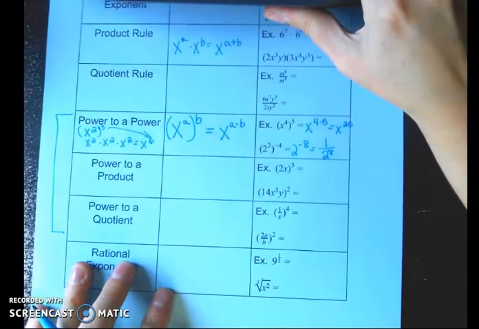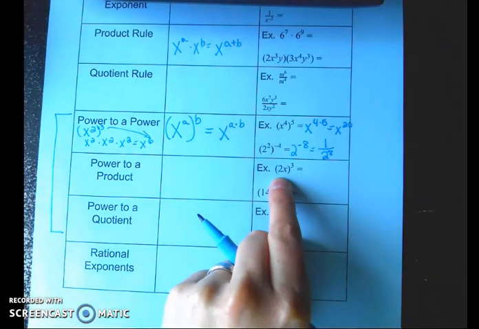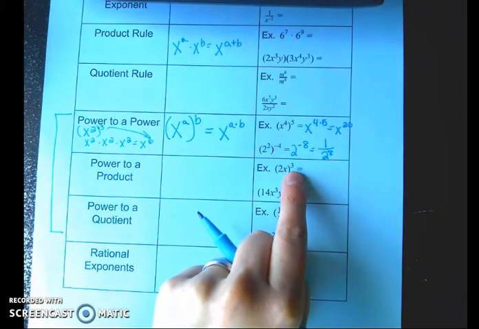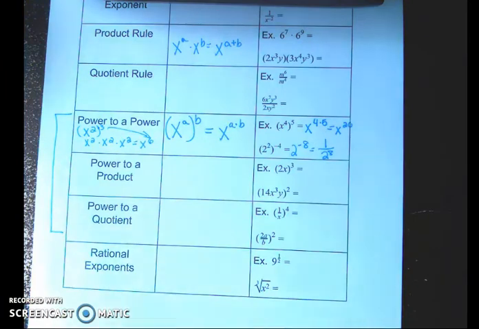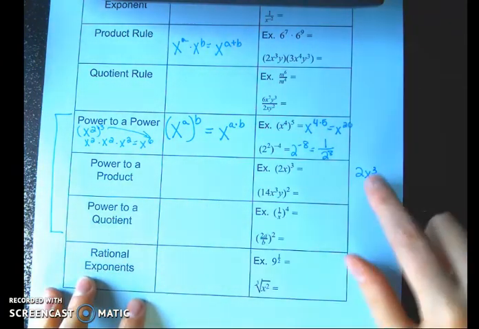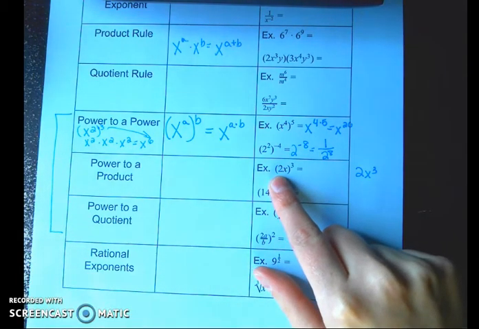All right. So let's talk about power to a product. So power to a product is when you have more than one thing and you want to raise that whole thing to a power. Now notice that 2x parenthesis to the 3 is very different than 2x to the third. Here, the 3 is only acting on the x. Here, the 3 is acting on the 2 and the x.